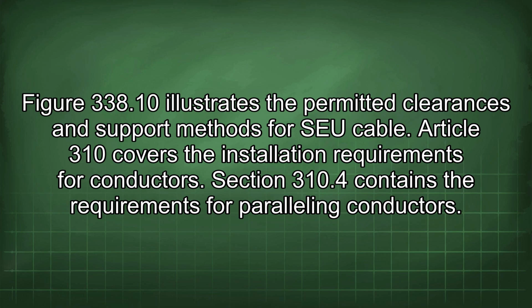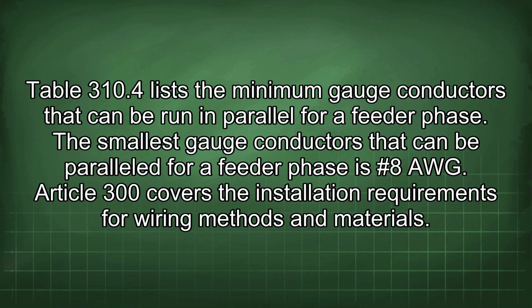Article 310 covers the installation requirements for conductors. Section 310.4 contains the requirements for paralleling conductors. Table 310.4 lists the minimum gauge conductors that can be run in parallel for a feeder phase. The smallest gauge conductors that can be paralleled for a feeder phase is #8 AWG.